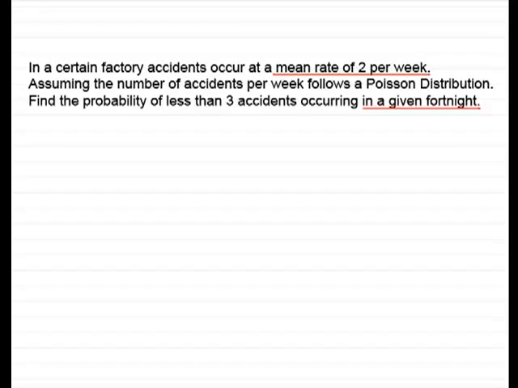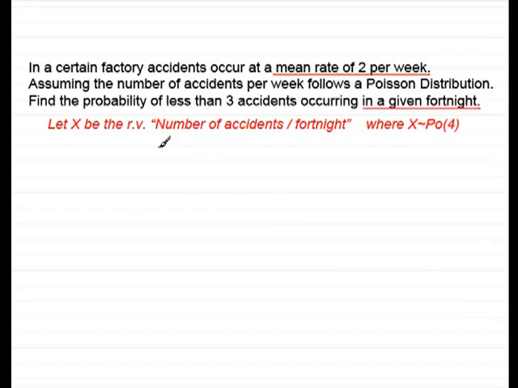What I'm going to do is define a random variable X as being the number of accidents per fortnight, where X follows a Poisson distribution with a mean of 4. So we can expect X to be 0 accidents, 1, 2, 3, 4, 5, 6, 7 and so on. There's no limit to the number of accidents we could expect in a fortnight.